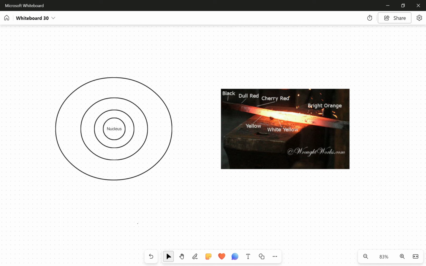So in the early 1900s, talking like 1905 or so, at this point in time, the nuclear model is the widely accepted model of the atom. That's the one with the nucleus where the electrons are all orbiting it, but all the electrons are roughly the same distance from the nucleus. Okay. Now, while this is going on, another scientist named Max Planck is doing research on heated materials.